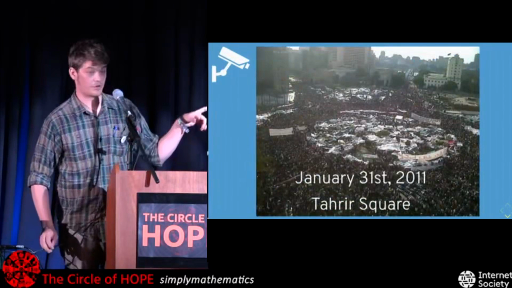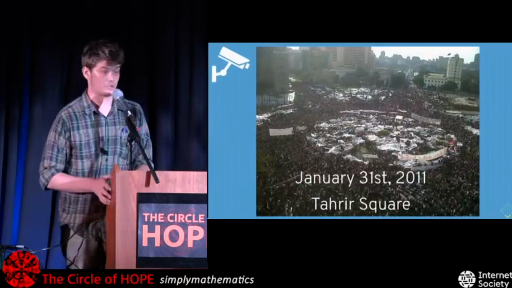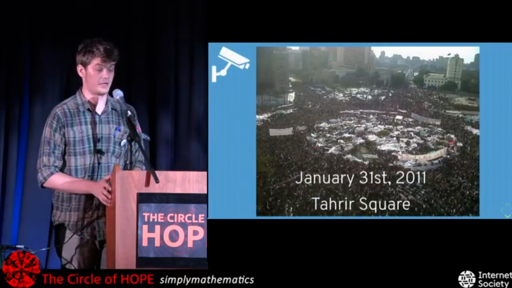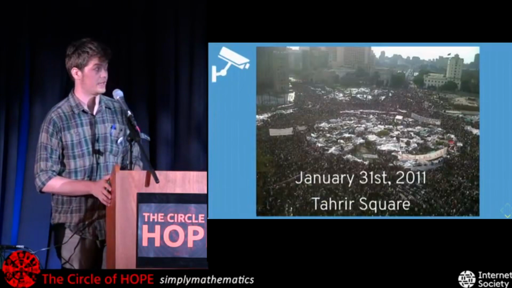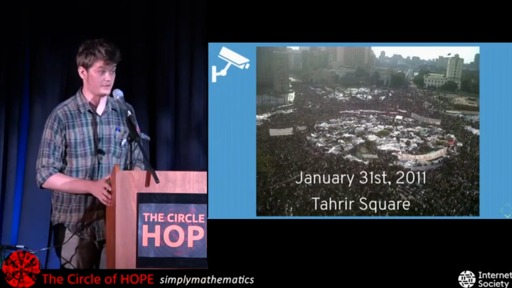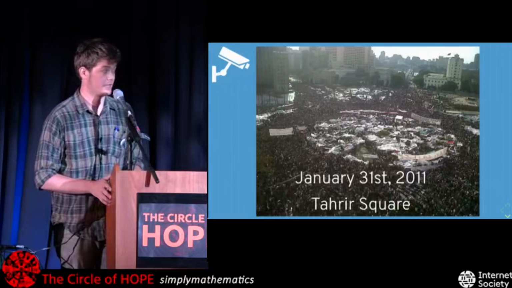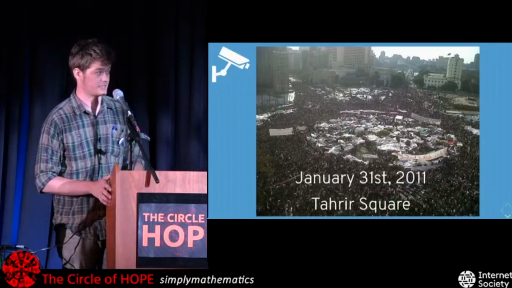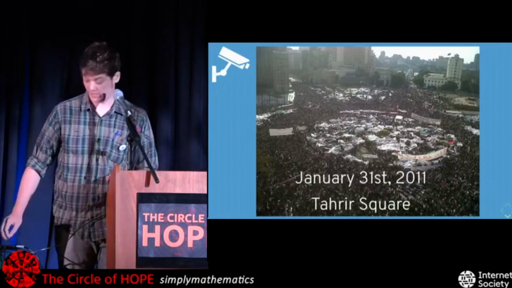And January 31st, Tahrir Square gets totally flooded. The military is called out to clear the square, and they can't because people are laying in front of the tires. And Mubarak steps down, and the internet ban is lifted.